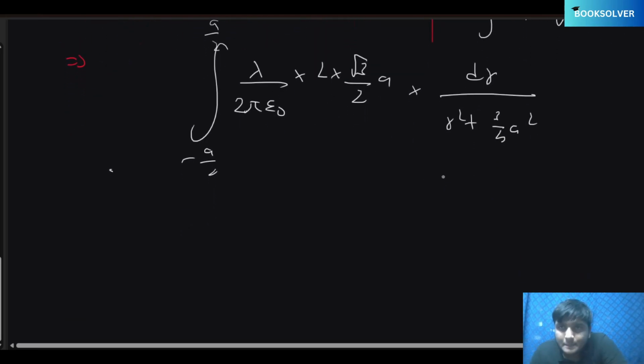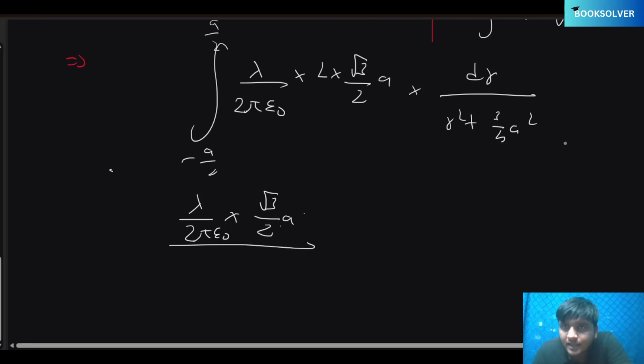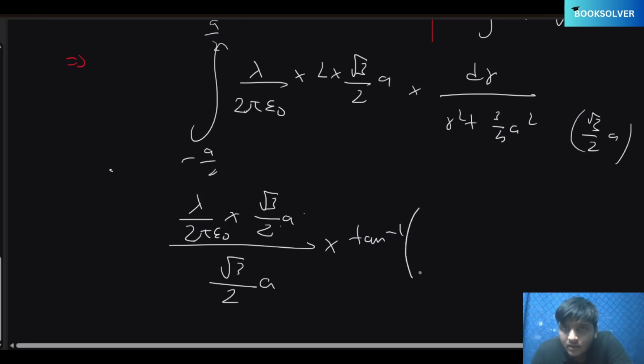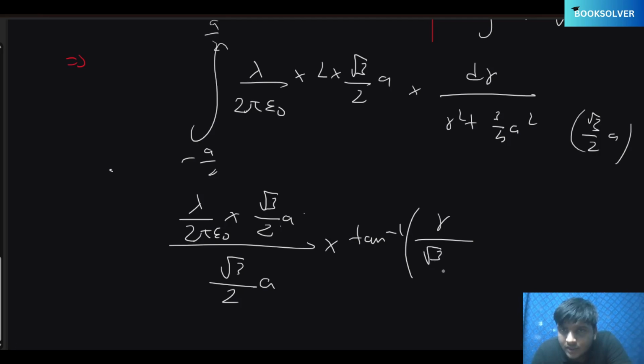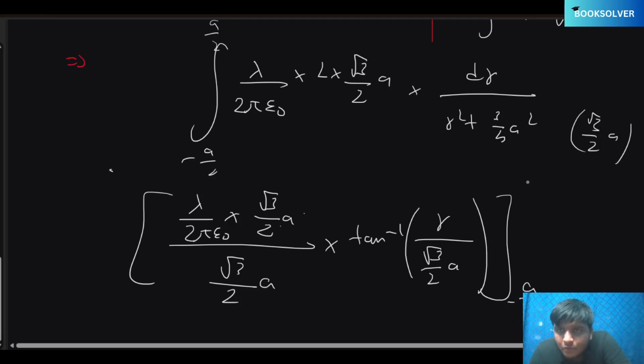Now putting this here, we will get lambda by 2 pi epsilon naught into root 3 by 2a. If we divide it with 1 by a, where a here is root 3 by 2, so we divide with this root 3 by 2a, into tan inverse of r by root 3 by 2a. Tan inverse of x by a. I think this is correct, where r varies from minus a by 2 to a by 2.